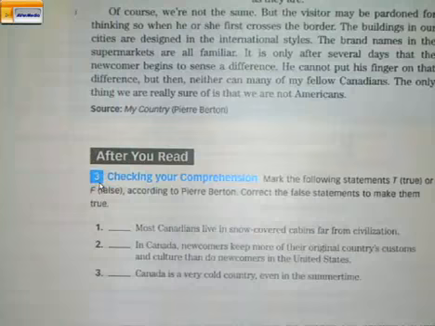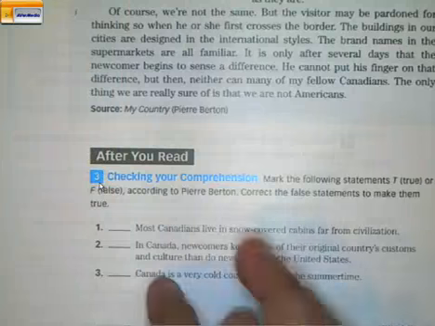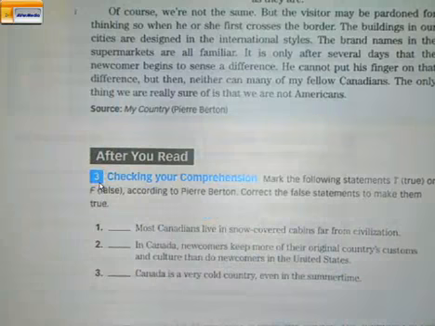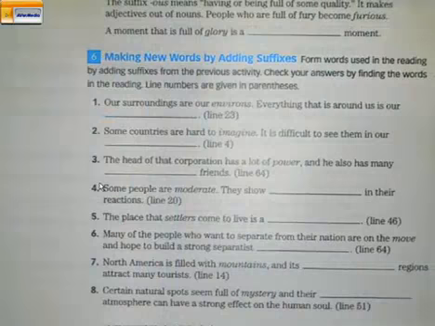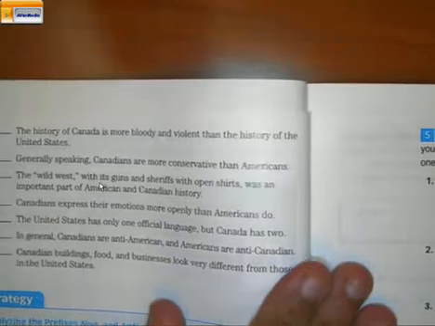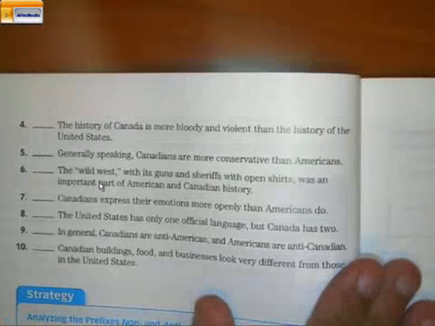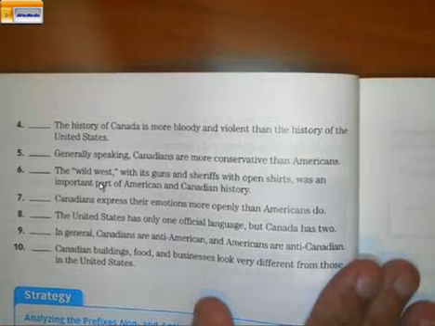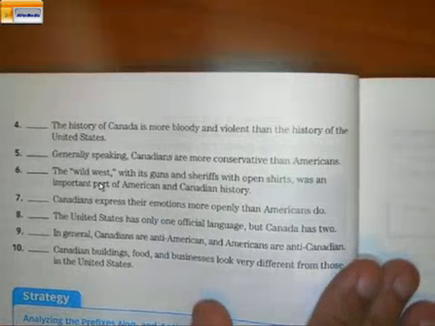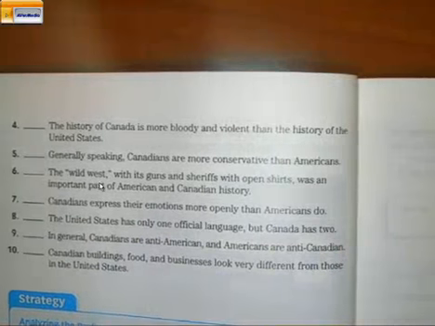So in the summertime, is Canada a very cold country? Yes, but in the summertime, no. So the answer is F. It is false. In the summertime, people die from the heat. The history of Canada is more bloody and violent than the history of the United States. This is false. The correct answer is the opposite. The United States is more violent.